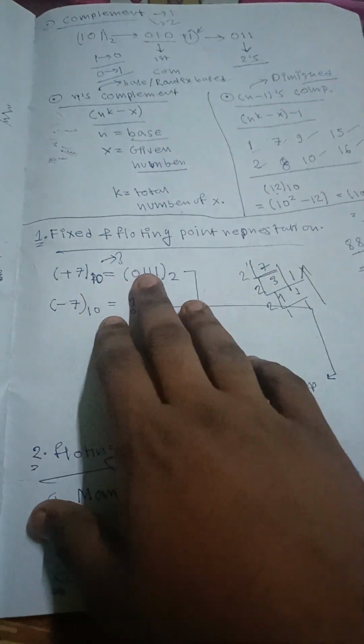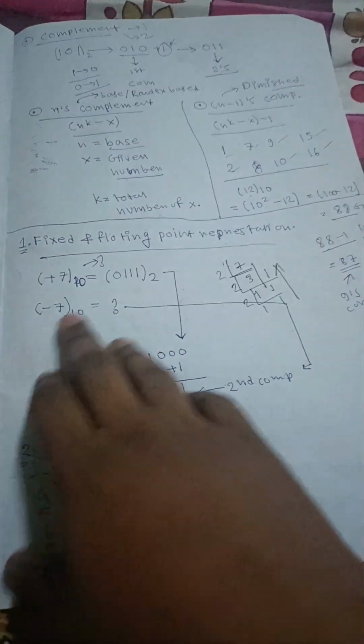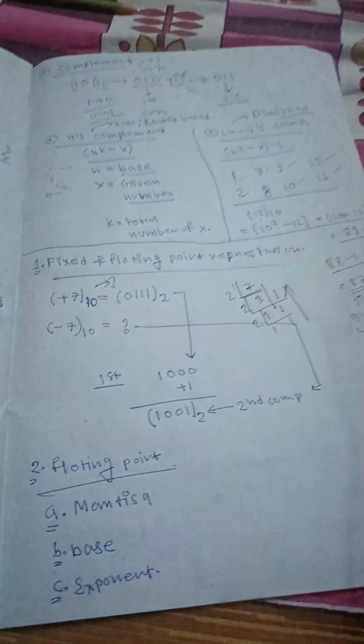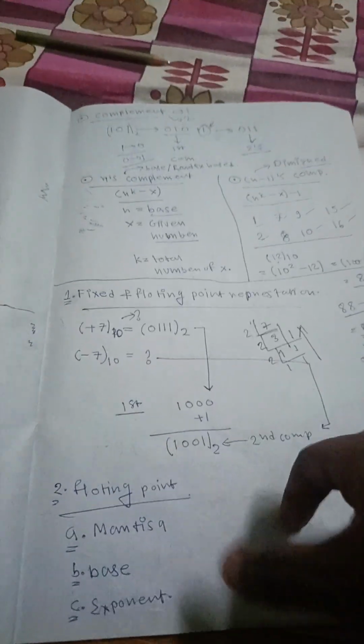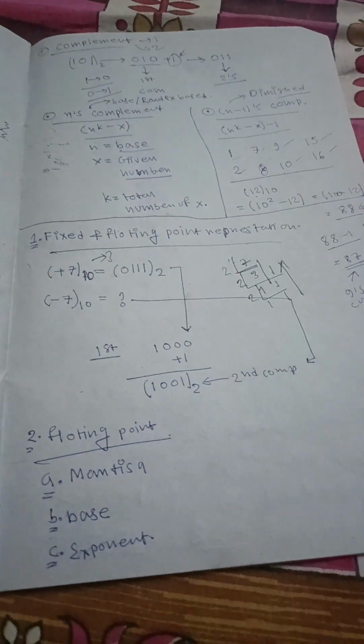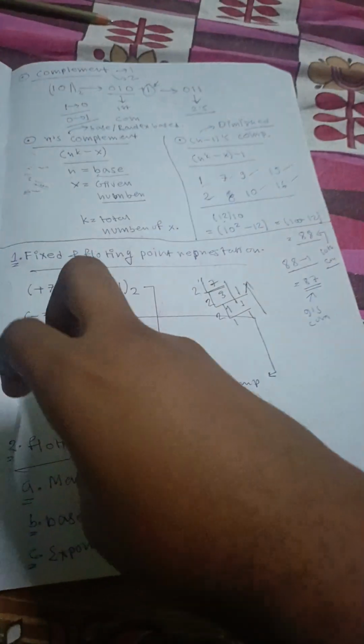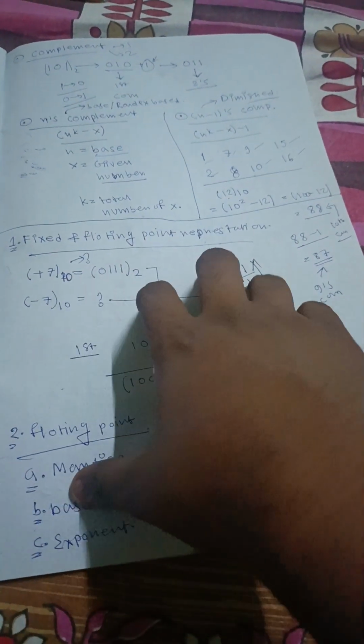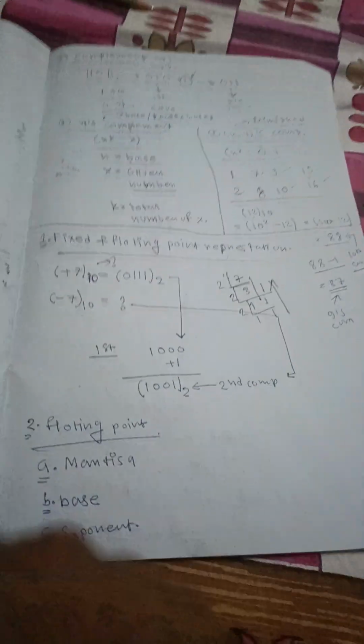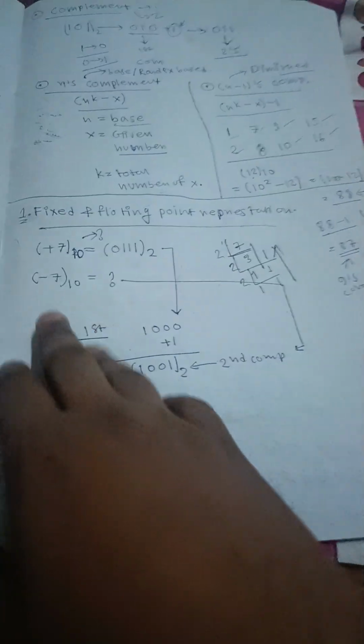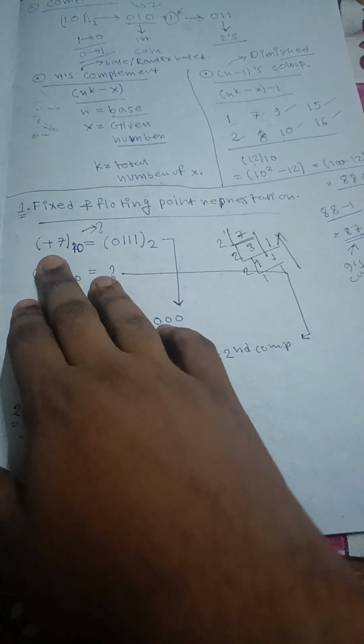Second of all, if there is plus, you can represent it as 0111. We are representing the number in 4-bit format, where the first bit 0 represents the sign of the number, and 111 is the actual magnitude of the number. So for fixed point representation, if it is given with a sign, then plus is represented by 0 and minus is represented by 1.